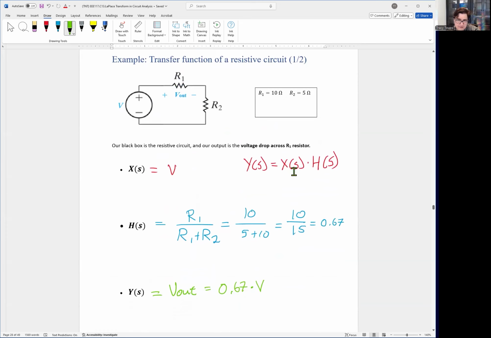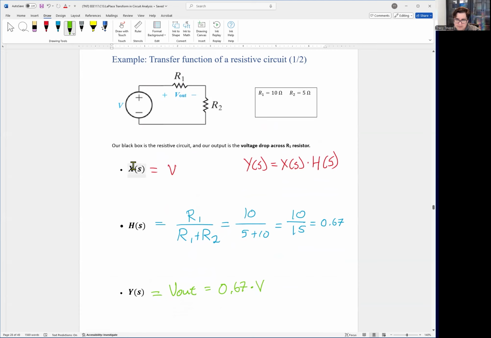Okay. So let's see all this in an example. So you have a very simple circuit. Always do the simplest circuit first to understand what's going on. We have a voltage source. We have 2 resistors, and we want to find an output across R1. Okay, 10 and 5 ohms.